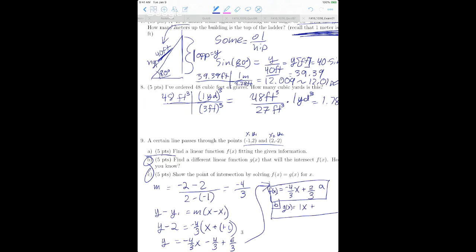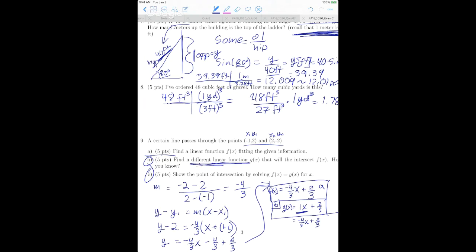1x plus 2/3. Because anything with a different slope than -4/3 will intersect this. The best answer I saw that didn't get full credit was, well, just make g of x exactly the same as f of x. Okay, it does intersect at every point, but I did say a different linear function.